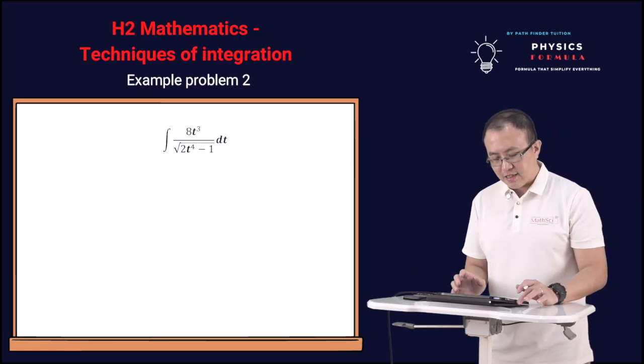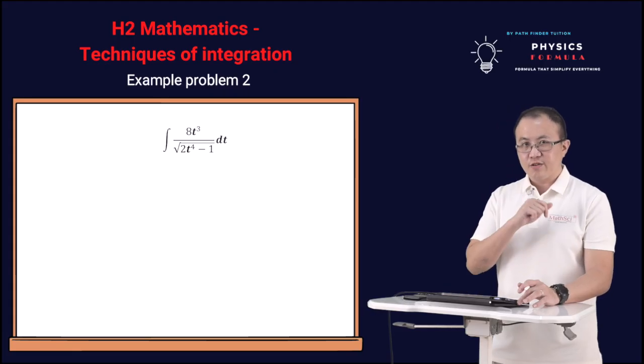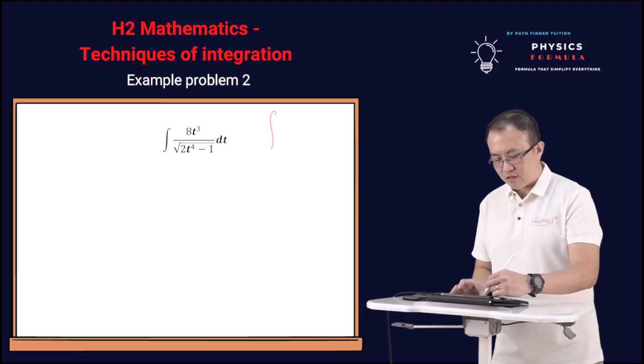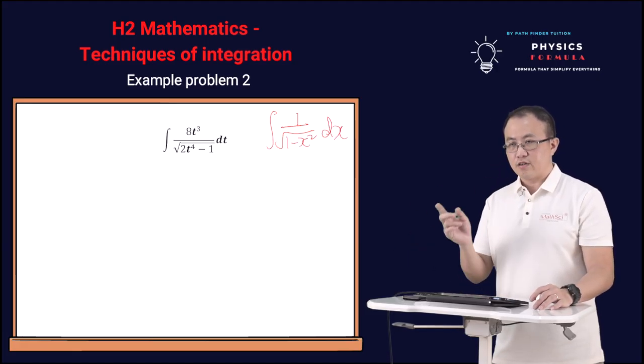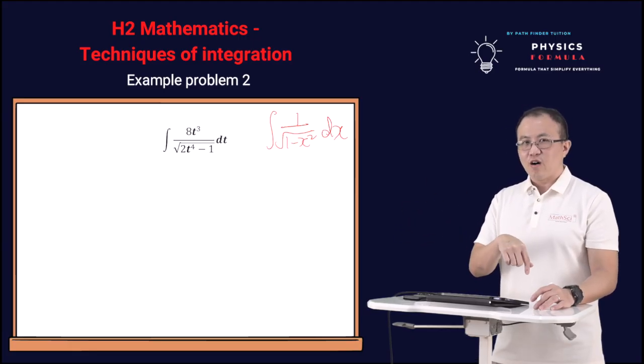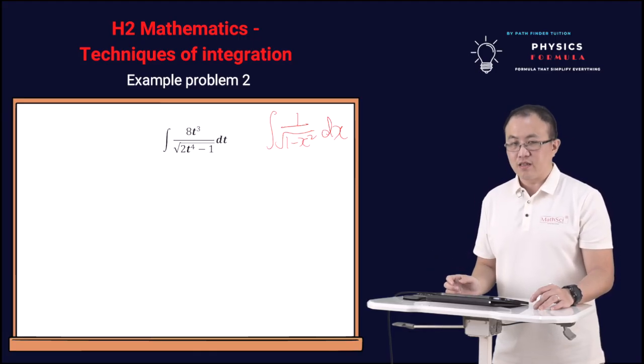Example 2, 8t cubed over square root of 2t^4 minus 1. Just now I did say that this could maybe be inverse trigo of sine, but actually no. This is not inverse trigo. There are a few telltale signs to tell you. First of all, if it's inverse trigo, you notice that the thing you should be integrating should be like this. Let's say for sine, you will notice that the x squared is at the back, not in front. In this case, the t^4 is in front. Although I can write t squared in a bracket squared, the t^4 is in front, it should be at the back. So this might not be inverse trigo.